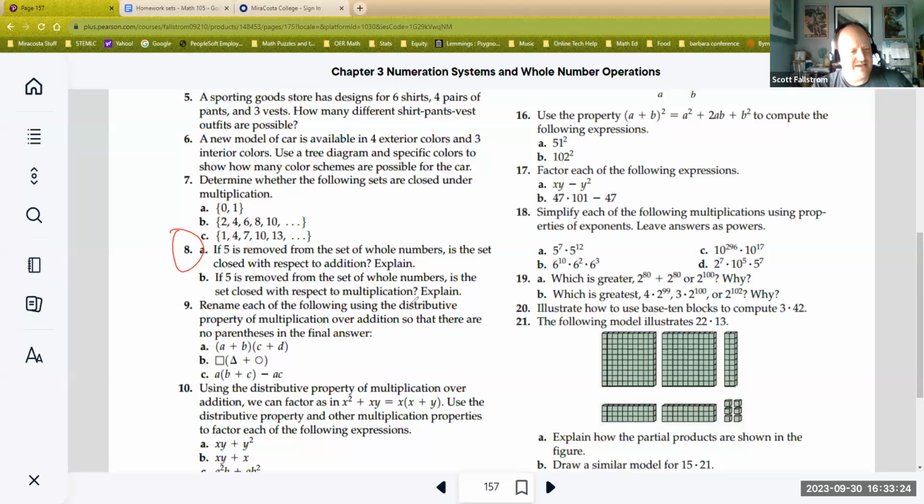If I take the whole numbers and I take out the number 5, is it closed with respect to addition? If I take the set of whole numbers, take out the number 5, is it closed with respect to multiplication? So be thinking about this. Okay, how can I make the number 5 using addition, right? So 5, you say, oh, well, that's 1 plus 4. Are 1 and 4 both in the set of whole numbers? They are. So they would be in the remaining set. So in order to be closed with this brand new set, 1 plus 4 would have to be in there as well. So this would definitely be a no, and you could provide a counterexample.